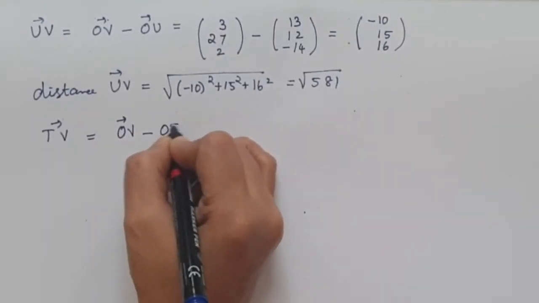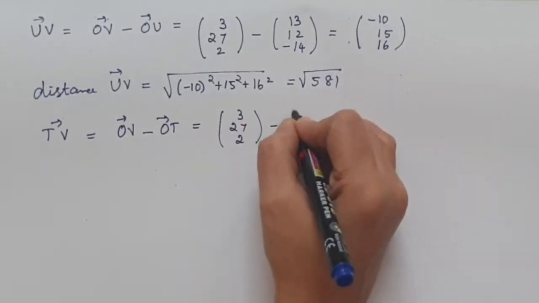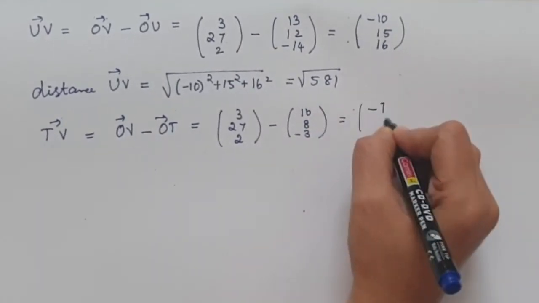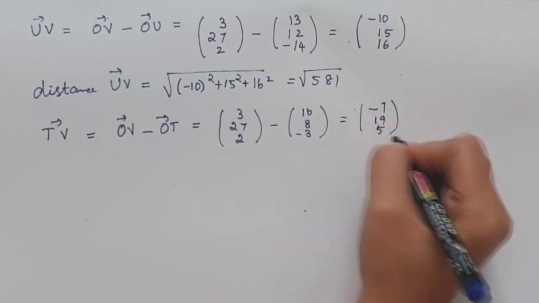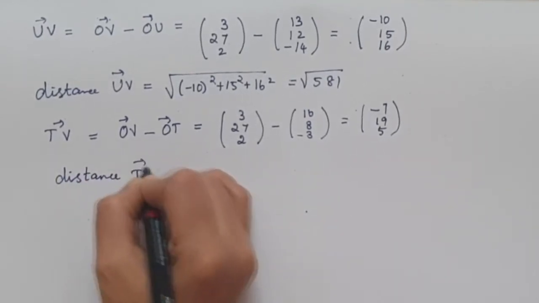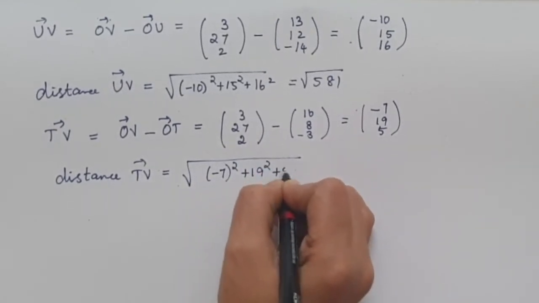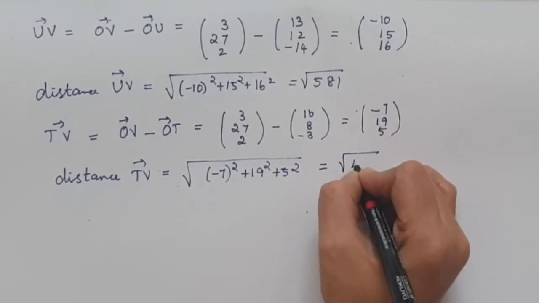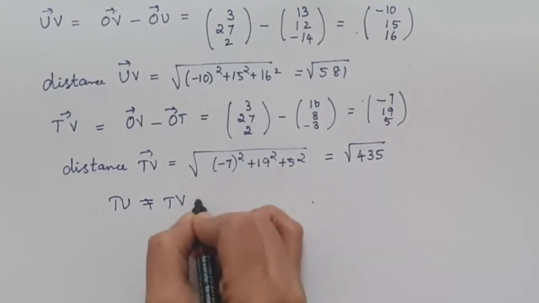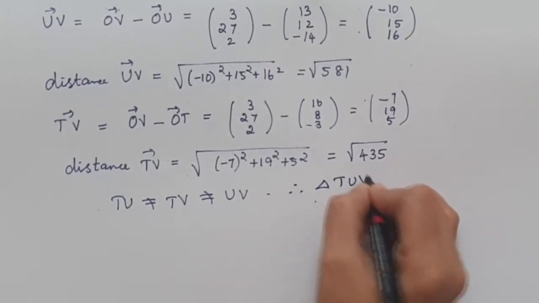Then the last one is TV will be equal to OV minus OT. So it will be 3, 27, 2 minus 10, 8 and 3. So it will be equal to minus 7, 19 and 5. So the distance for the vector TV will be equal to square root of minus 7 square plus 19 square plus 5 square. So it is 435. So distance TU is not equal to TV is not equal to UV. Therefore, triangle TUV is scalene.